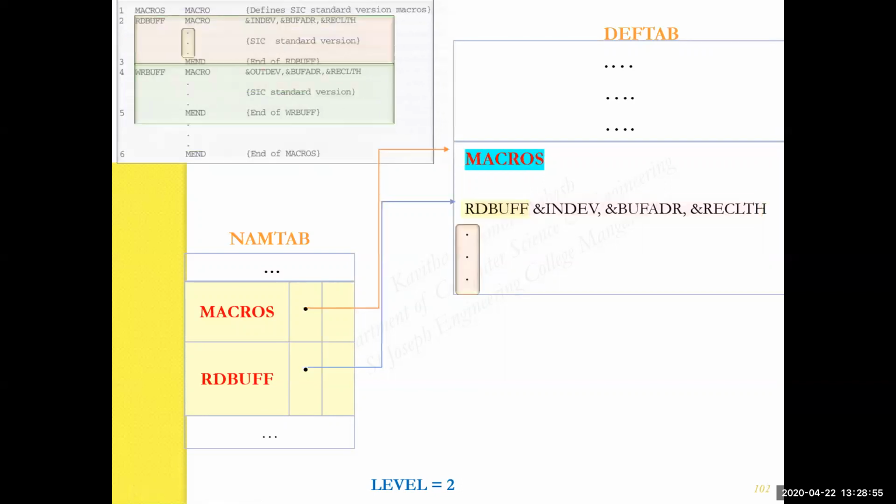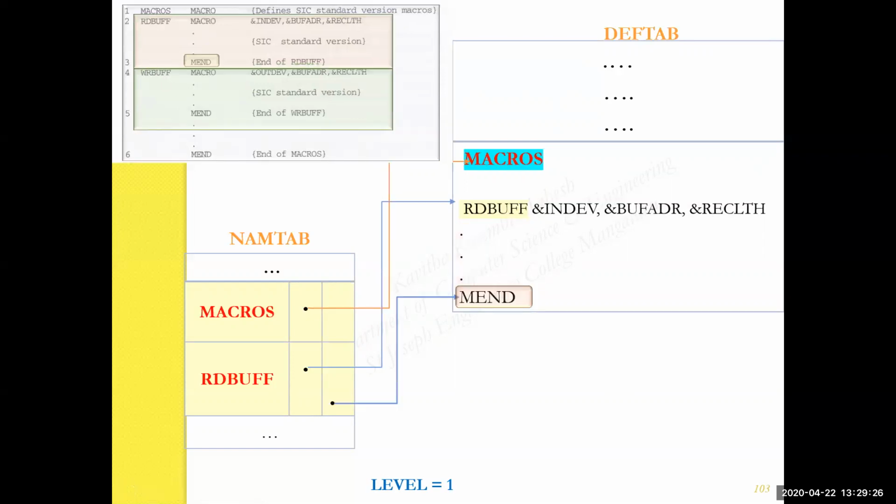The processing of statements is next continued. The following statements are dotted lines indicating the part of the body of the macro RDBUFF. So as you see, since this represents the body of the macro, they are entered into the definition table. We have not yet encountered the end statement, or the level has not yet reached 0. So execution will proceed ahead, and the next statement is fetched, which is MEND.